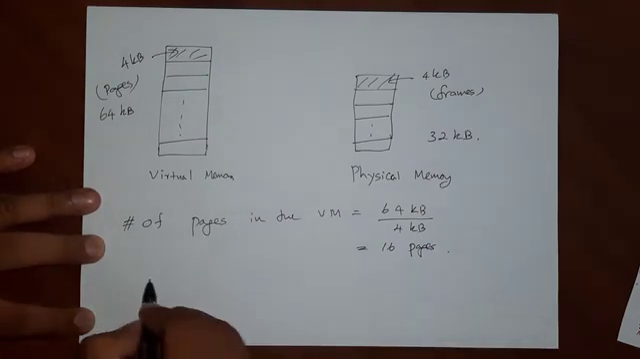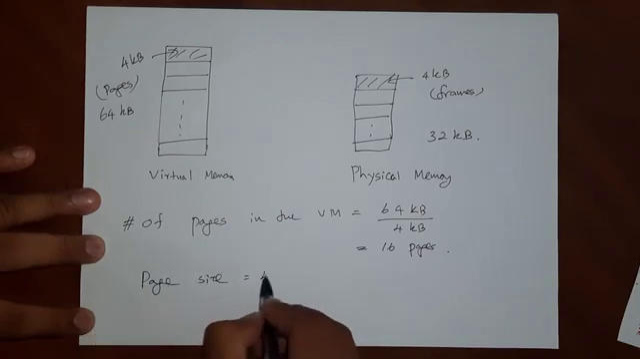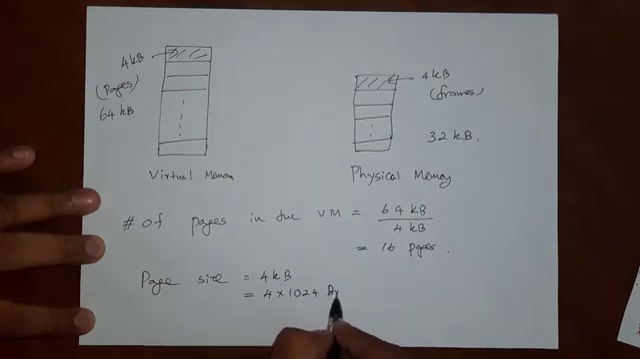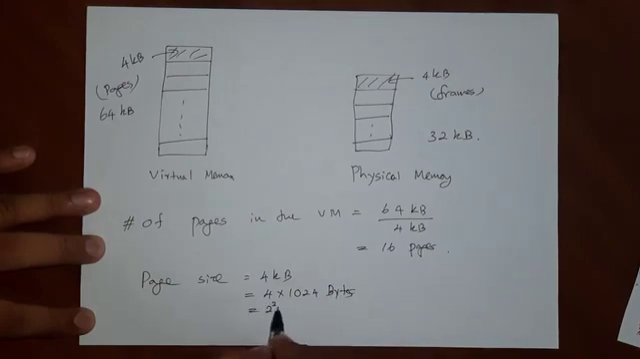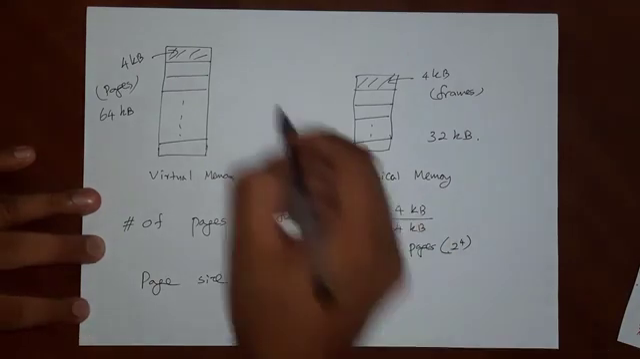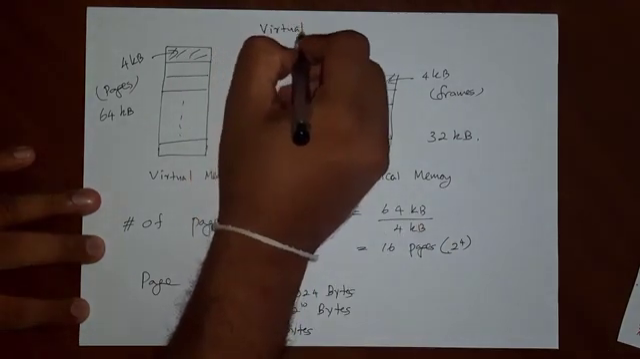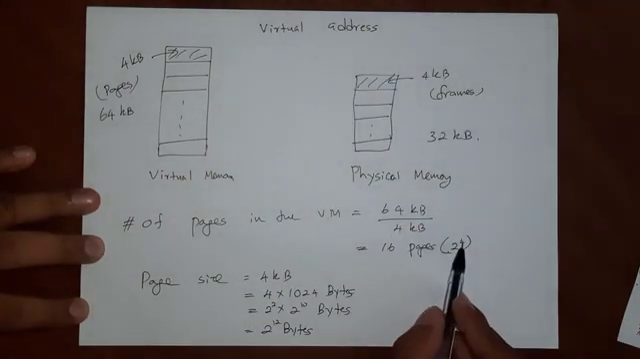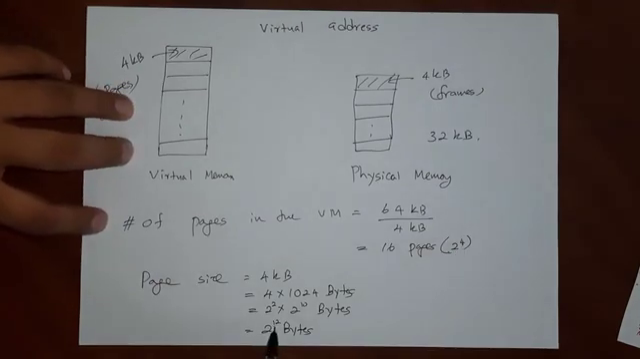Then bytes, page size 4 kilobytes. Number of bytes: 4 multiplied by 1024 bytes, 2 to the power 2 multiplied by 2 to the power 10 bytes, 2 to the power 12 bytes. 16 pages means 2 to the power 4 pages. So for the virtual address, you need 4 bits for the page number, 12 bits for the offset.